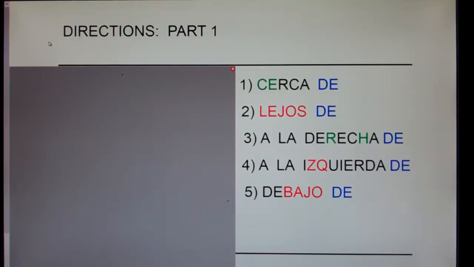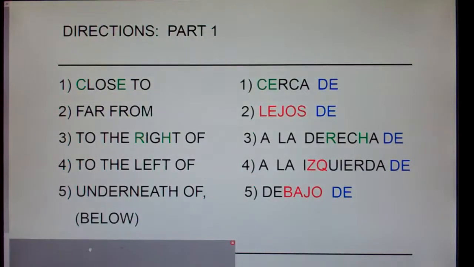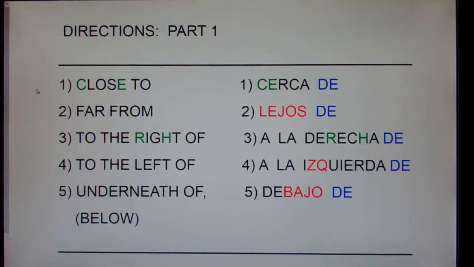This is directions part 1. Now, I'm going to say each of these directions in English, then Spanish, and then clap. And after I clap, I'd like you guys to repeat both the English and the Spanish with me, okay?